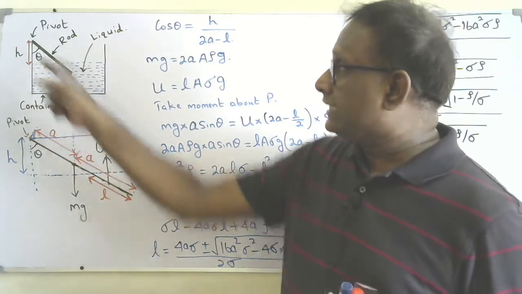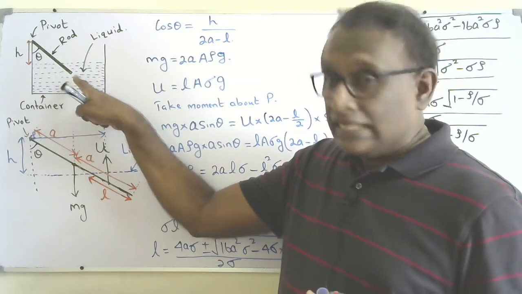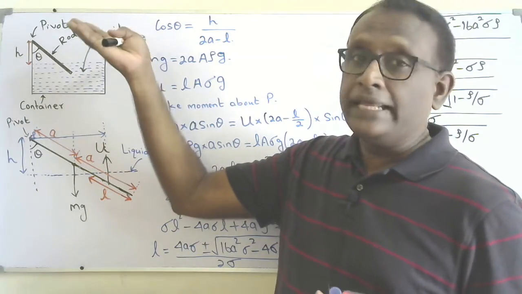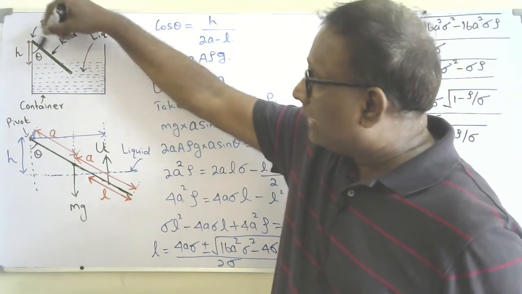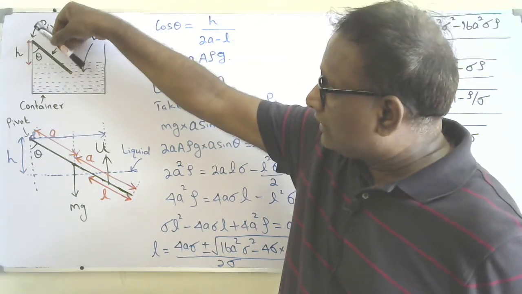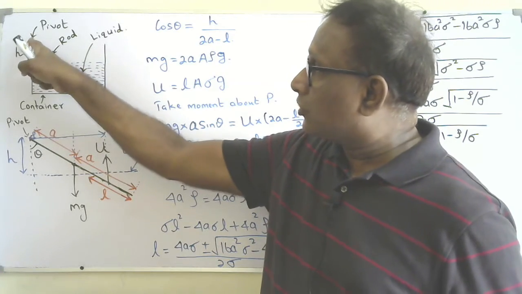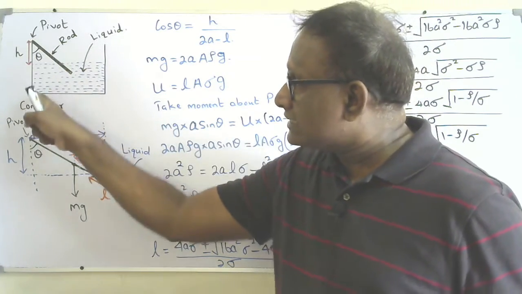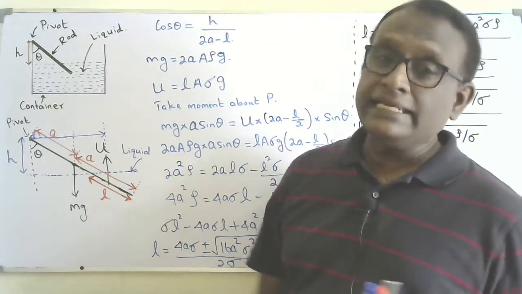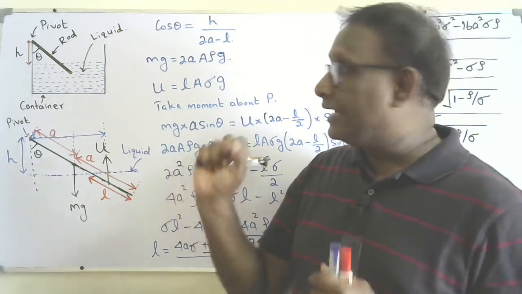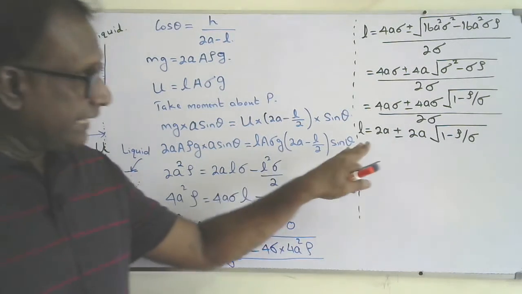So if there's no friction and the density of the material of the rod is greater than the density of the liquid, what will happen? The upthrust will be lower than the weight of the rod inside the liquid. So the rod won't float like this. It will come to the vertical position, by having a connection with the pivot. But that is not happening. The rod is floating, right? So the rod is making an angle theta, which means the density of the liquid is greater than the density of the material of the rod. Okay, so I found the final length.